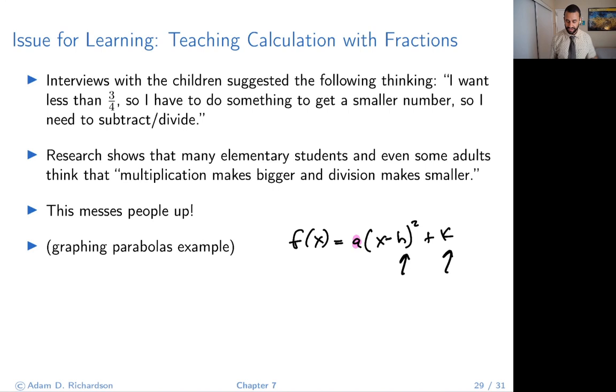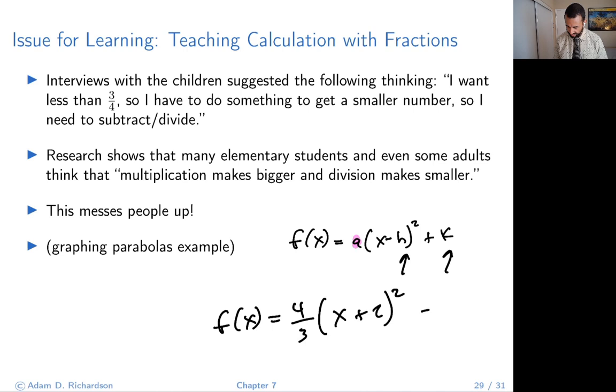I think the example that he had on the board was this one. He had f of x equals 4/3 times (x plus 2) squared minus 4 or something like that. And he was going through and he was like, okay, so what does this tell us? What's going to happen? And the whole class shouts out, it shifted up by 4 units. And he's like, what's this? And they're like, it shifted to the left by 2 units, right? And he's like, good, good.